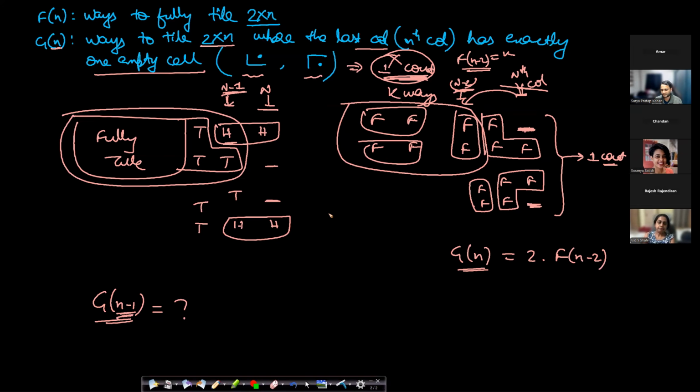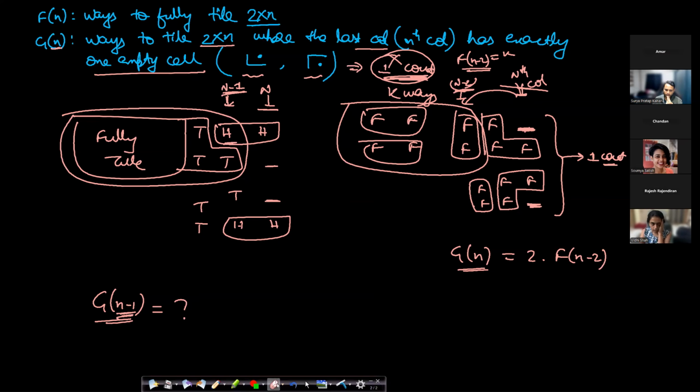Yes, Amar. Yeah, so over here, Surya, where we say g of n is equal to 2 into f of n minus 2, I understood that there are two ways where we can get the empty cell. So this makes sense to me, but why are we saying g of n minus 1? It looks like the function should be f of n minus 3, no?